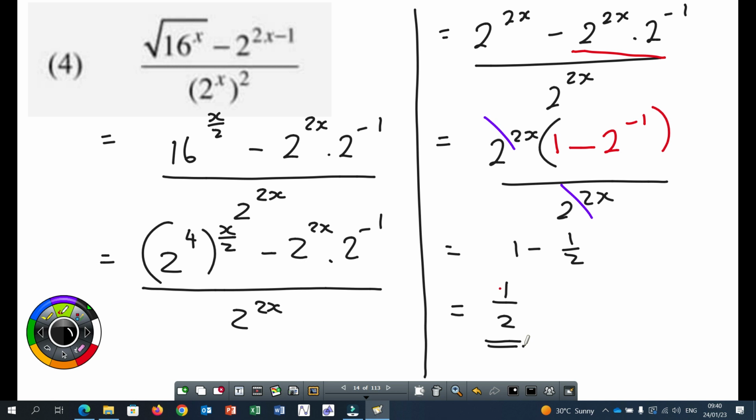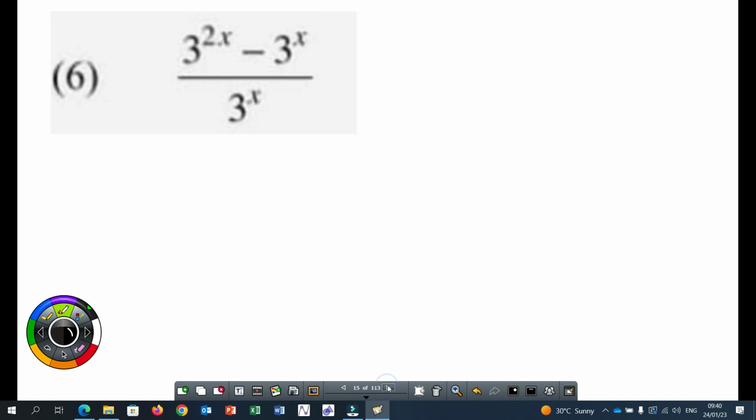Is that clear to everybody? Yes. Okay, so let's move on to the next one. I just need to remind you that factorization is a very, very important technique, especially in this grade when it comes to exponents. Okay? Right, let's carry on with that one then.